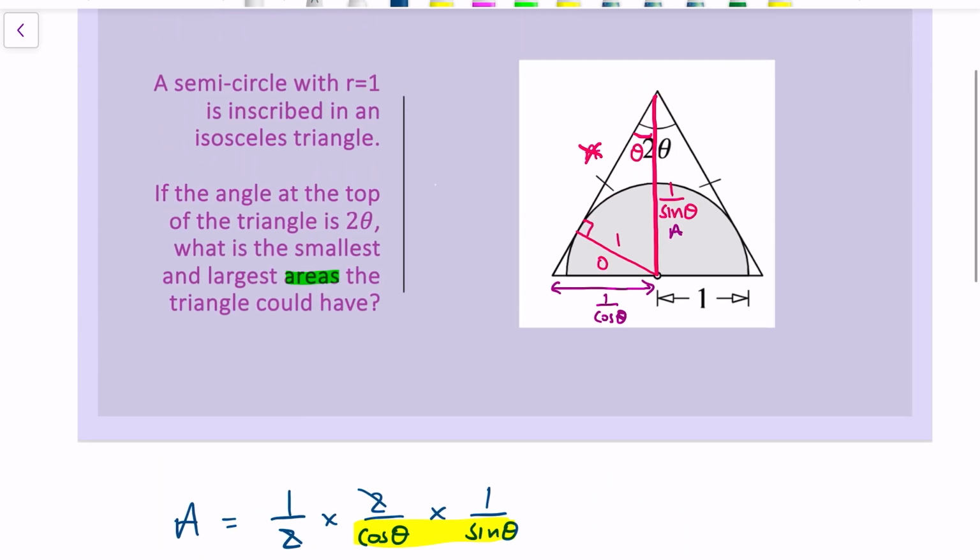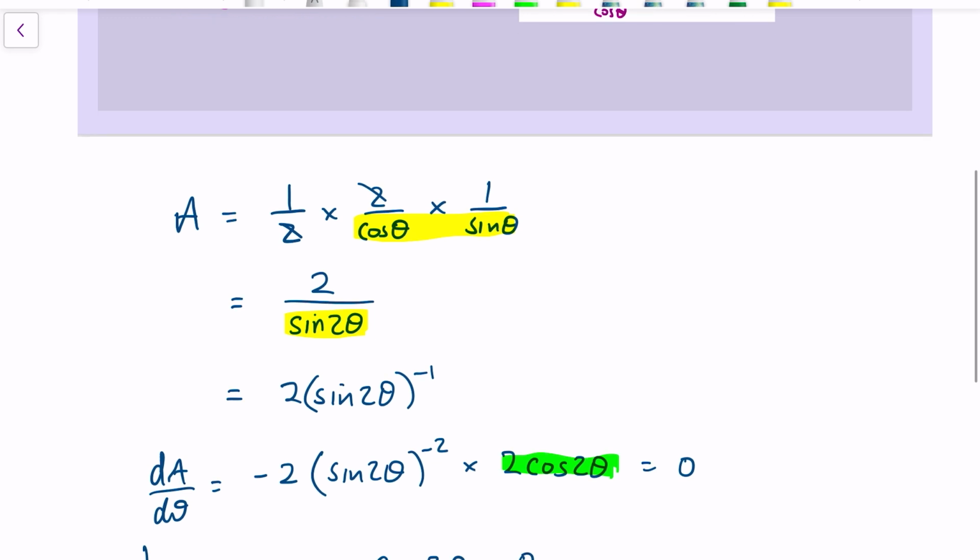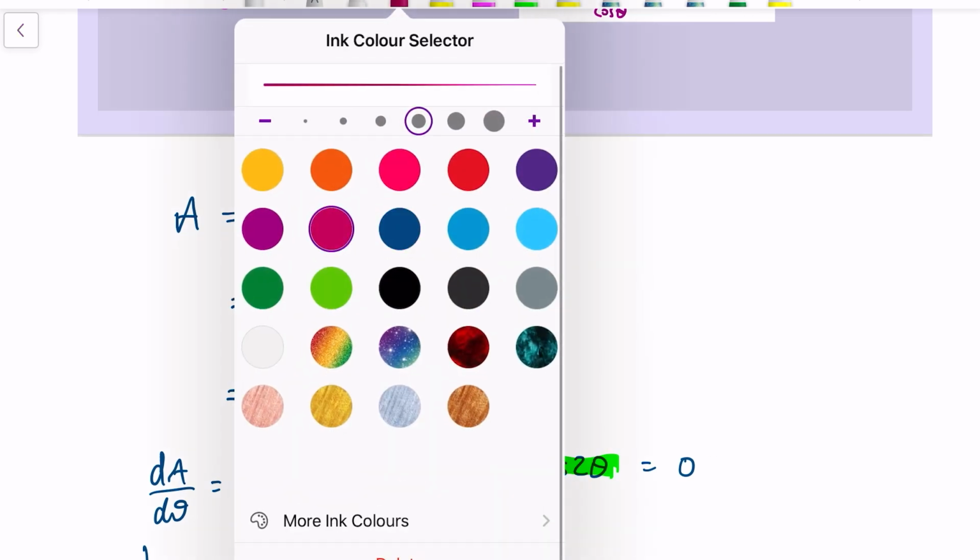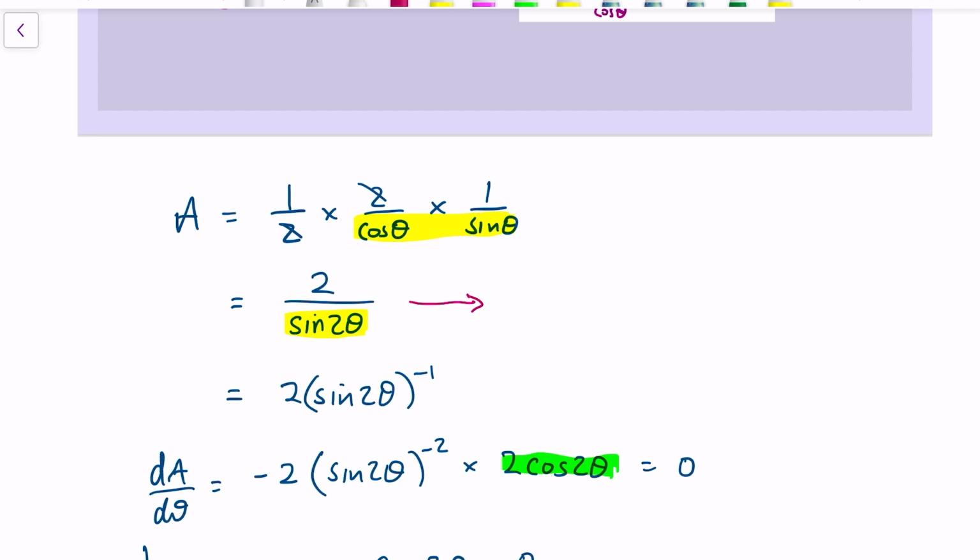45 degrees. So if this is 45 degrees and this is 45 degrees, what would that generate? That's a right angle triangle. Would that be the minimum or the maximum? Let's go back to the area expression. Let's think about this area expression without even doing differentiation.